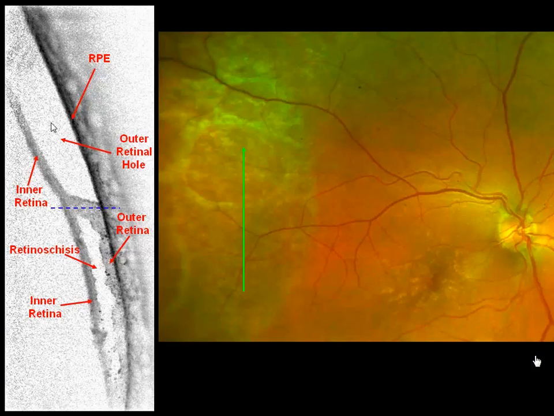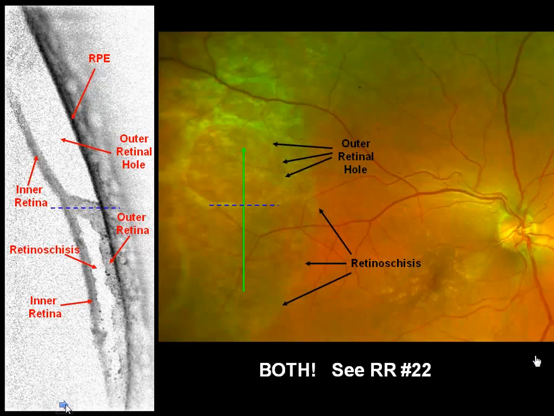But here we have just an inner retina and no outer retina. Sort of interesting. So that's a retinal schisis, and note that that's an outer retinal hole. The question is, what does the patient actually have? There are a couple of possibilities. So we do have these outer retinal holes, and we do have that area of schisis.